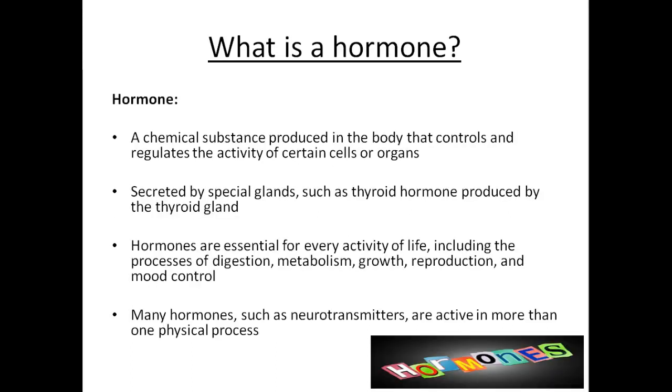So what is a hormone? It's a chemical substance produced by the body that controls and regulates the activity of certain cells or organs. It's secreted by special glands, such as the thyroid gland, which secretes the thyroid hormone, in the base of the neck near the Adam's apple, okay, or like a bow tie. So hormones are essential for every activity during life, including the processes of digestion, metabolism, growth, reproduction, and mood control. So many hormones, such as neurotransmitters, are active in more than one physical process. There's a cascade of things that happen.